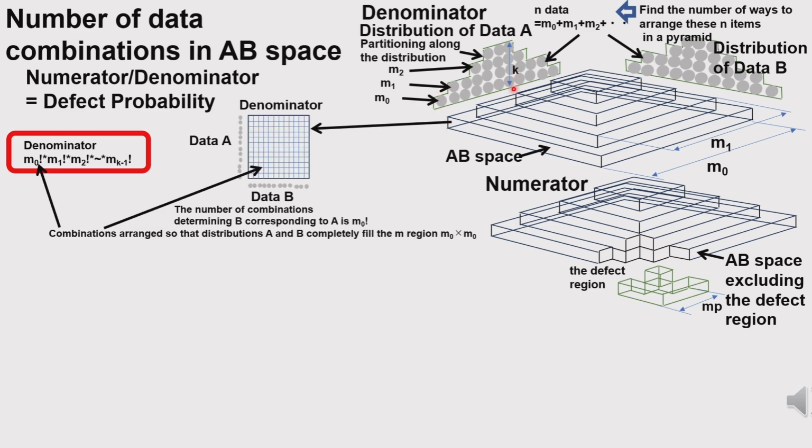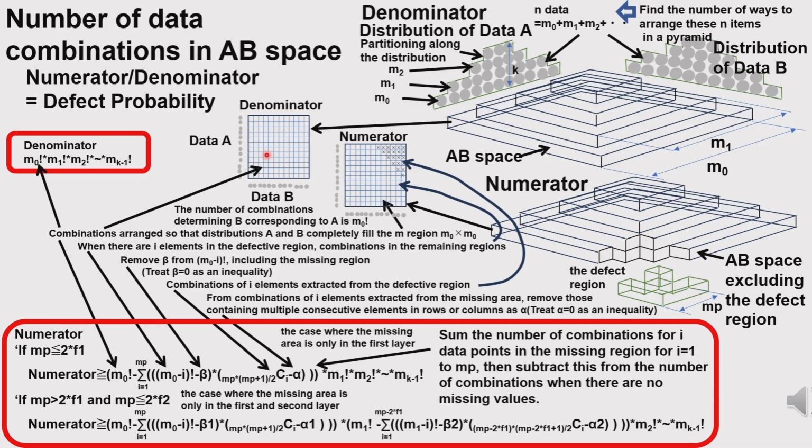For each layer, the factorial of the number of points in that layer represents the number of possible arrangements. The denominator is the product of all these factorials. The number of numerator combinations is the factorial of the sum of combinations at each level minus those reduced by missing regions. Let I be the number of data points in a missing region.